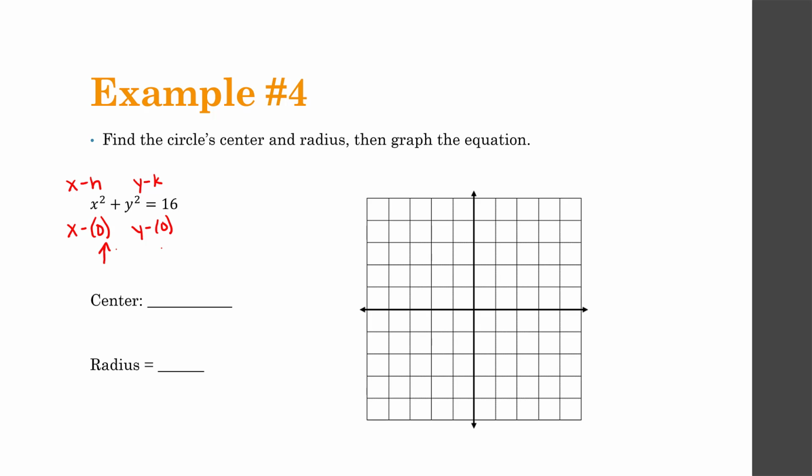So our h comma k for the center, 0 comma 0. And our radius, this is still r squared. So r squared equals 16. So we are going to square root each side. r equals 4. So plot the center, 0, 0, up 4, down 4, left 4, right 4.